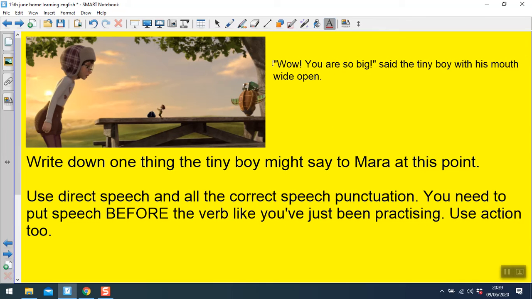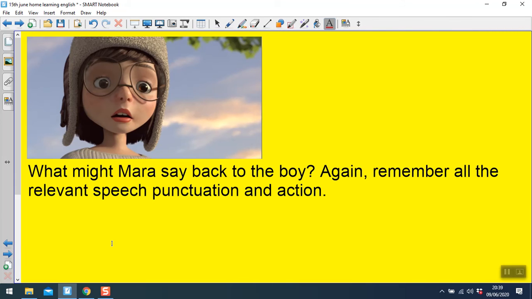So I've got my inverted commas, my exclamation marks, close my inverted commas after the spoken words, and then who said it, and then any other actions after that. Look at the next one. So here, what might Mara say back to the boy? Again, remember all of the relevant speech punctuation and action.